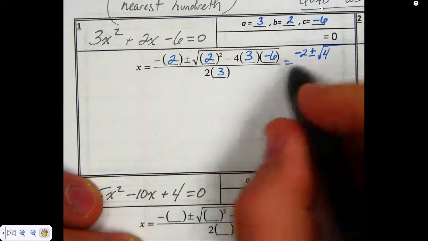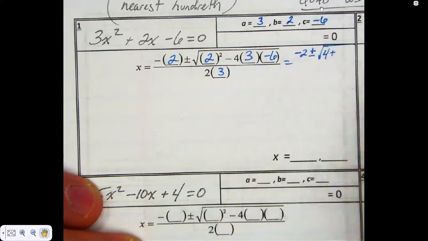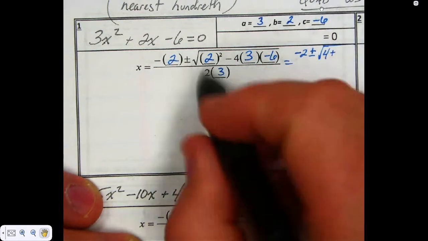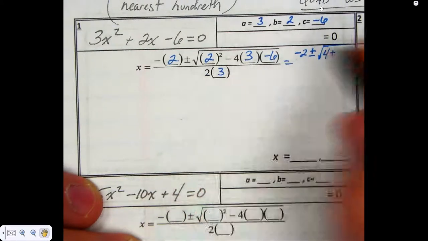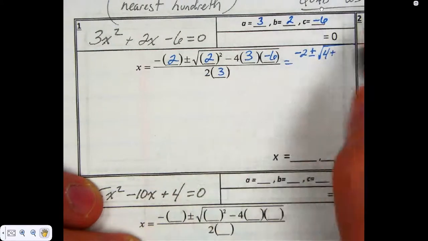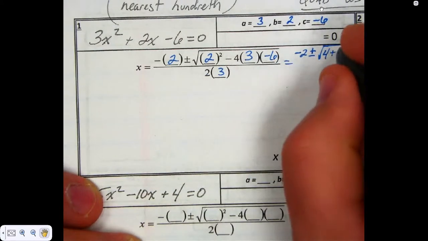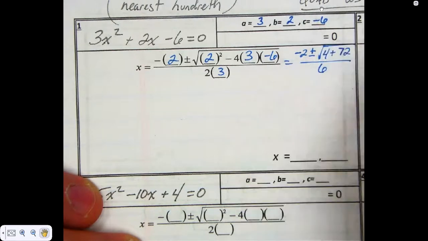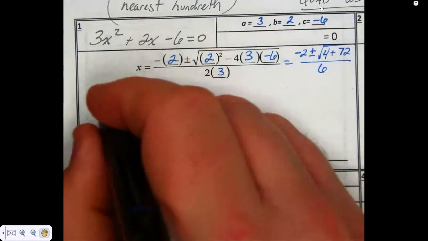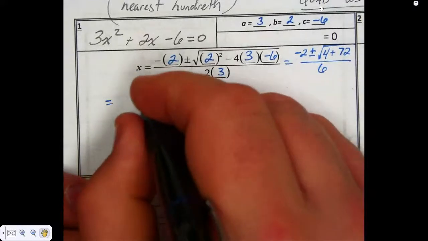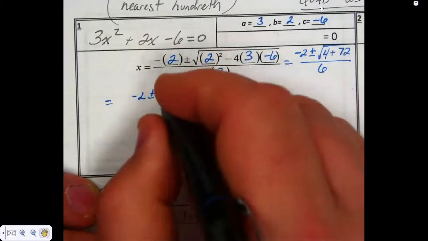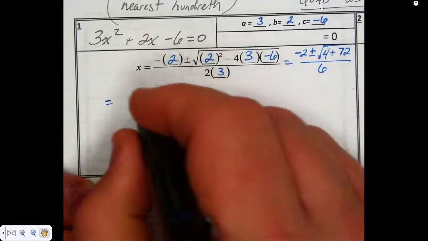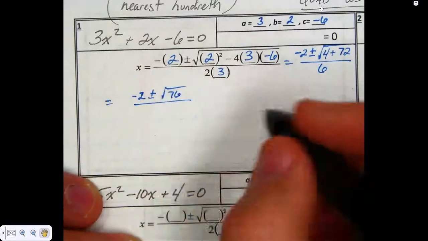You have an even number of negatives, so what's your answer going to be? Positive. If it's an even number, the answer is positive. If it's an odd number, the answer is negative. So 4 times 3 is 12. 12 times 6, 72. Is that right? Over 2 times 3 is 6. So you're left with negative 2 plus or minus the square root of, what's that going to be? 76 over 6.